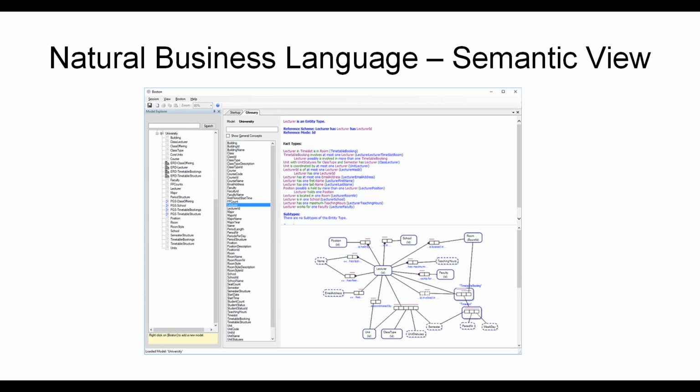The natural business language semantic view gives you a business vocabulary and business rules in natural language, while offering the ability to have a desktop or cloud-based solution where you can have multiple models and user access controls over who has access to which models to be able to write which queries over the database or data warehouse or data lake.